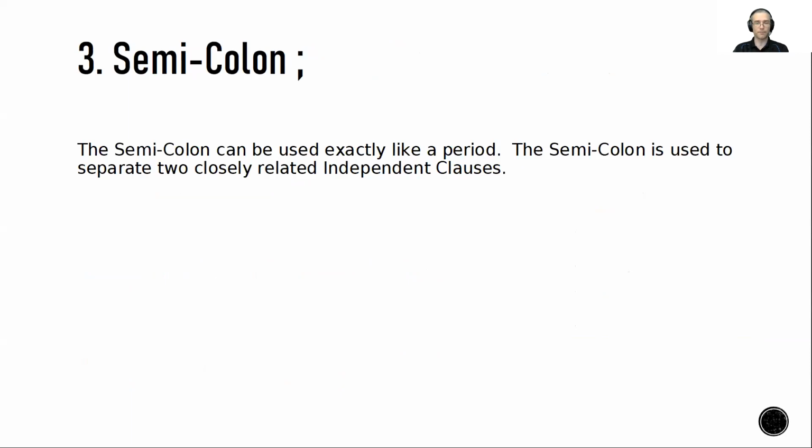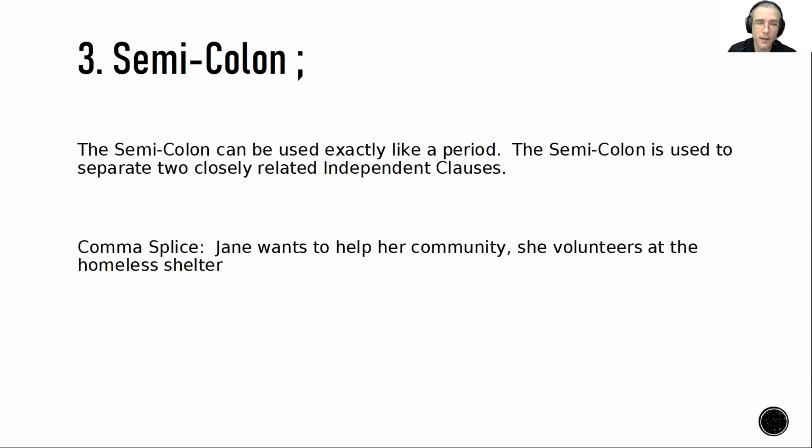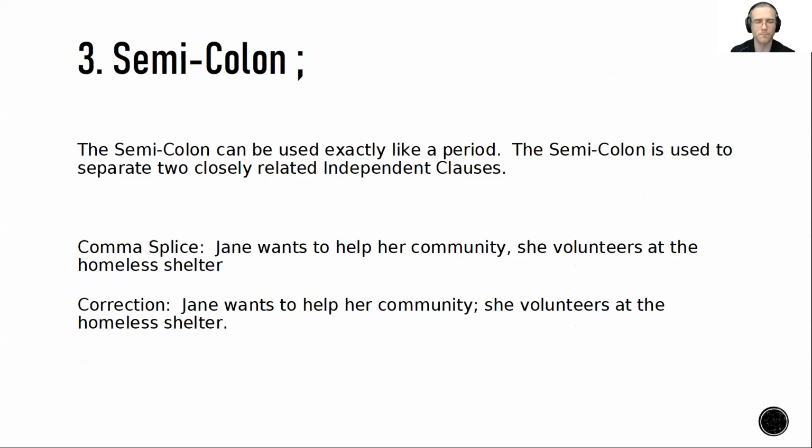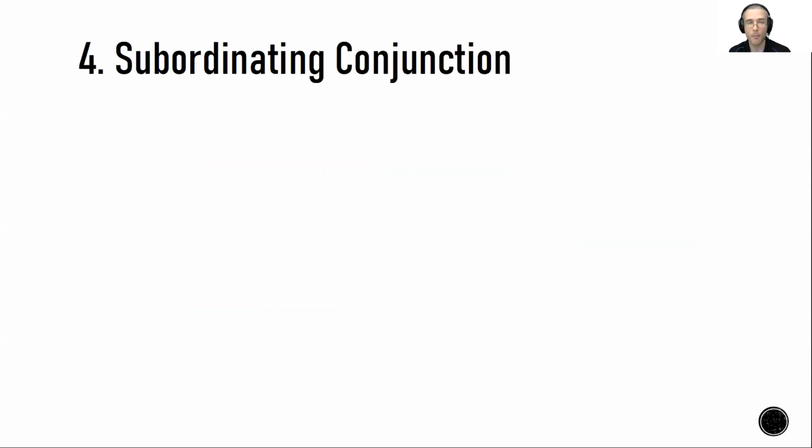The use of the semicolon. Now, the semicolon can work just like a period. It separates out independent clauses, but it separates out two closely related independent clauses. So those ideas are connected to each other in some way that obviates the need for a period. Example: Jane wants to help her community, she volunteers at the homeless shelter. Jane wants to help her community; she volunteers at the homeless shelter.